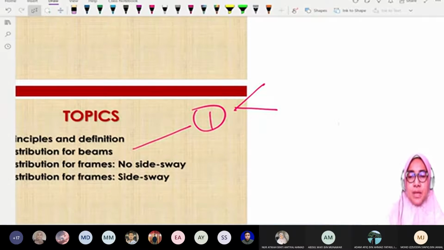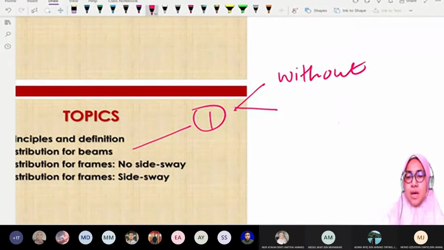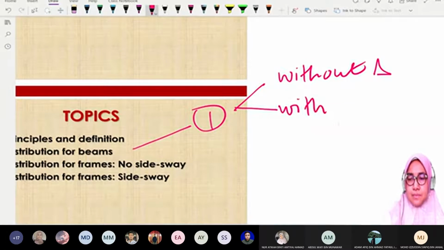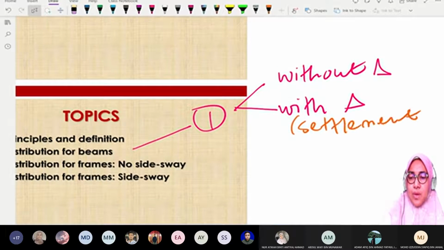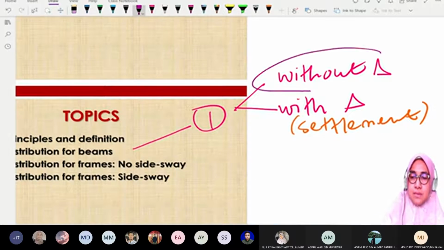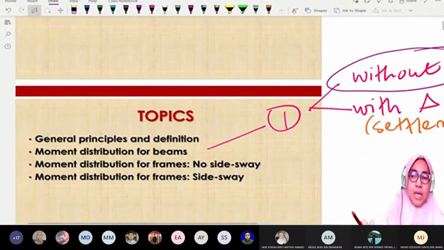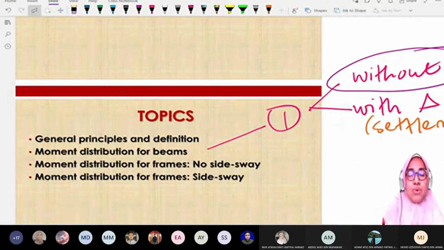We have beam without delta and with delta. With delta means with settlement. But what we are going to do today, this week, we will discuss this. Number one, without delta. Beam without settlement. And then we have frame analysis using the moment distribution method.